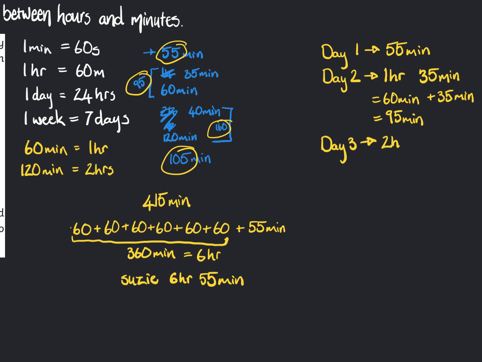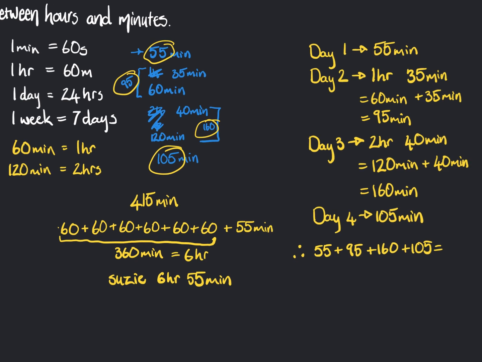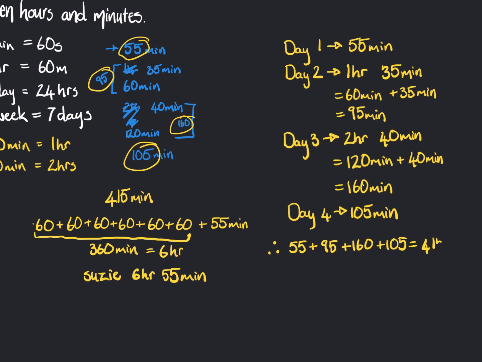So day 3 is going to be 2 hours and 40 minutes, but we know that 2 hours is also 120 minutes. So we've got 120 minutes plus the 40 minutes, which is the same as 160 minutes. And then lastly, day 4 is going to be 105 minutes. And now we write out that therefore 55 plus 95 plus 160 plus 105 is equal to, what did we say, 415 minutes.